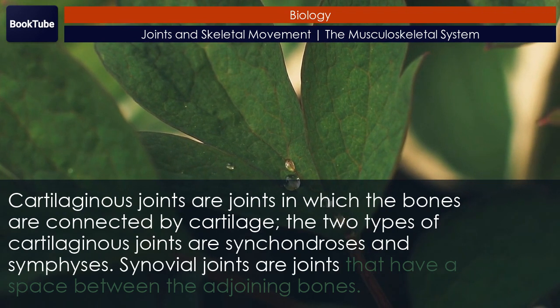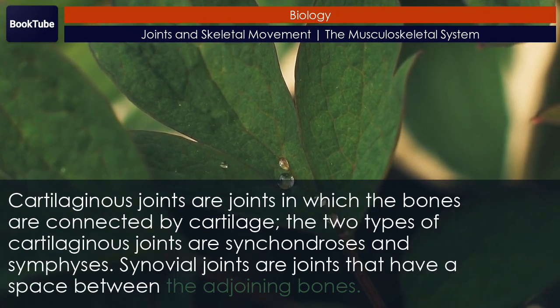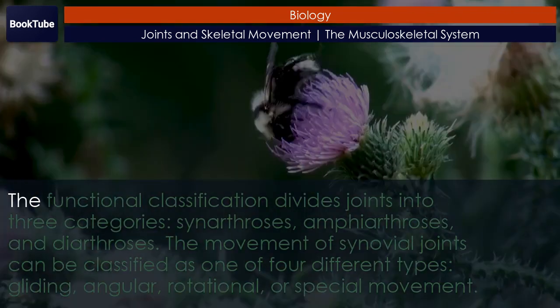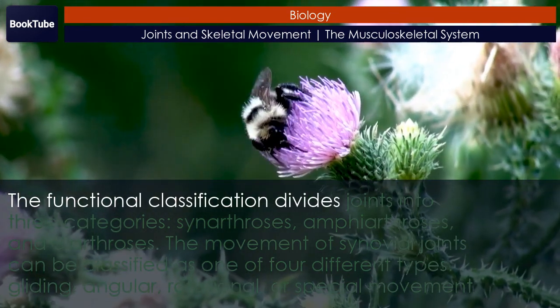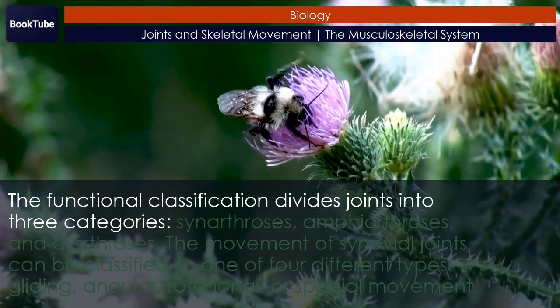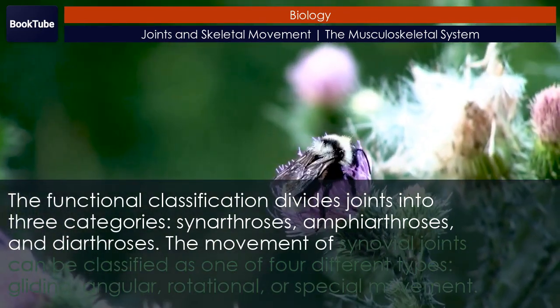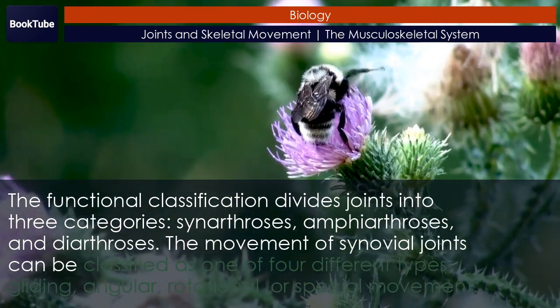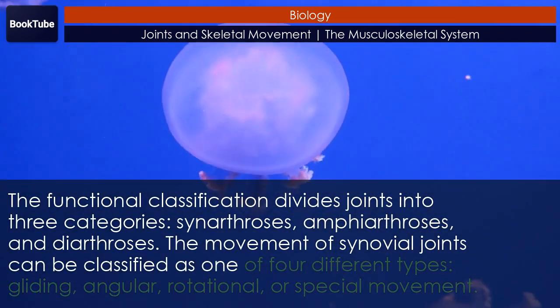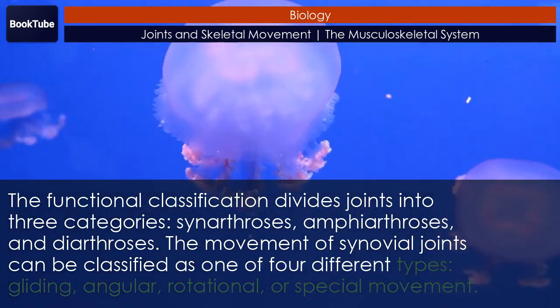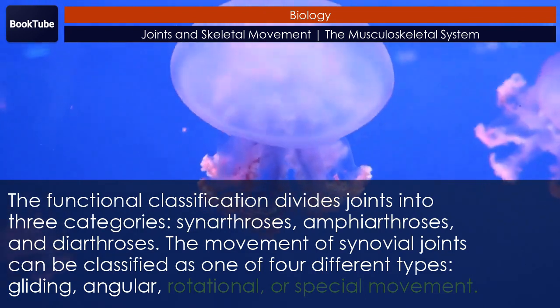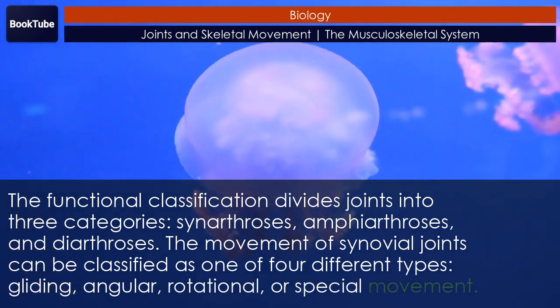Synovial joints are joints that have a space between the adjoining bones. The functional classification divides joints into three categories: synarthroses, amphiarthroses, and diarthroses. The movement of synovial joints can be classified as one of four different types: gliding, angular, rotational, or special movement.